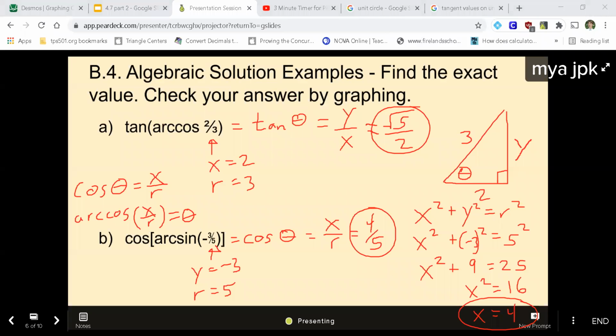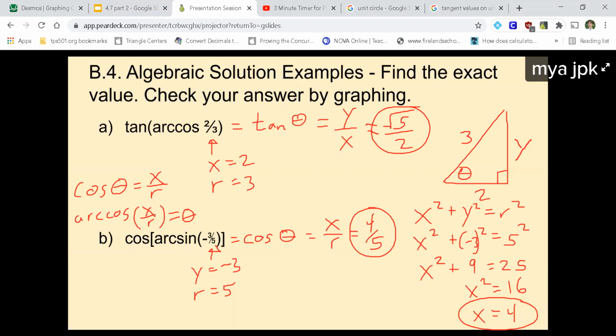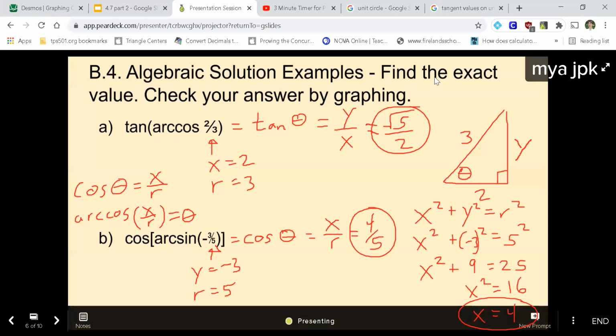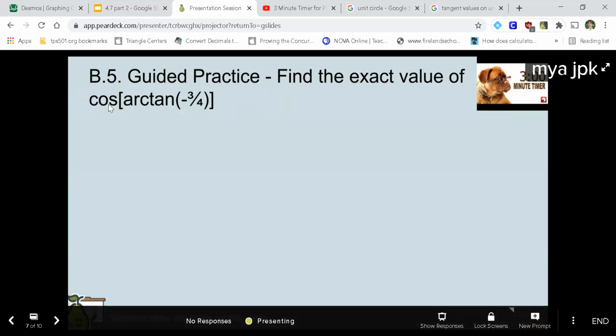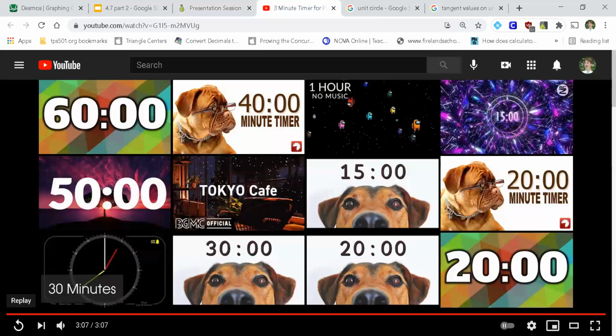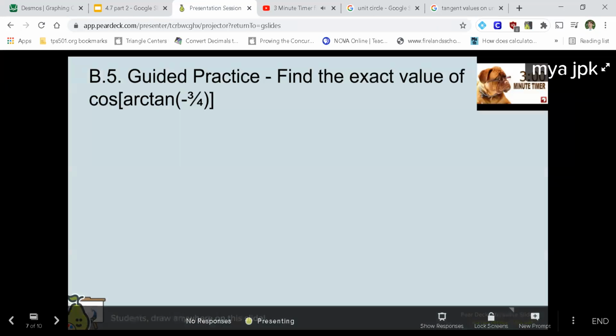All right, questions about B? Or does anyone need more time to write? All righty, then it's your turn. Tell me what the cosine of the arctangent of -3/4 is. I'll give you 3 minutes, and then we'll go over it.